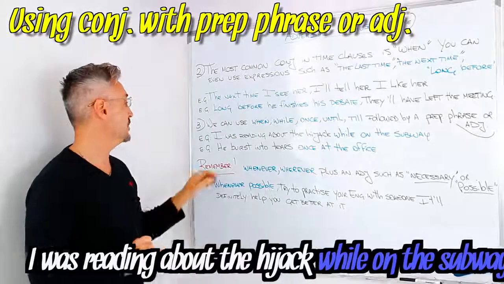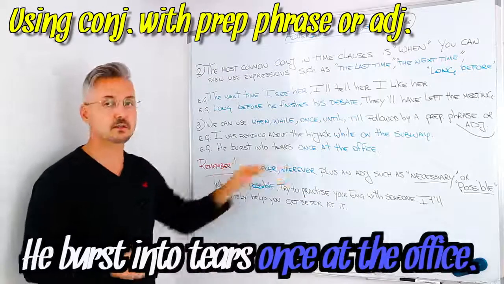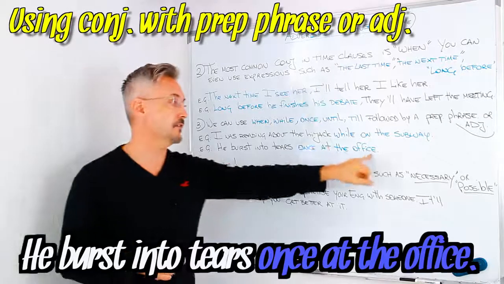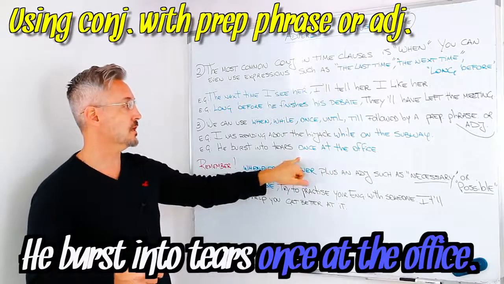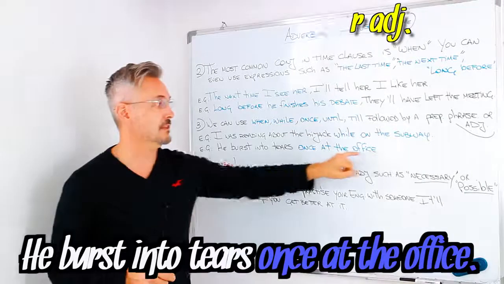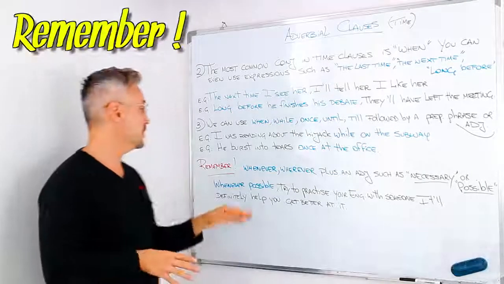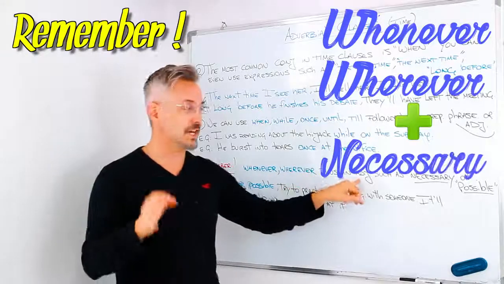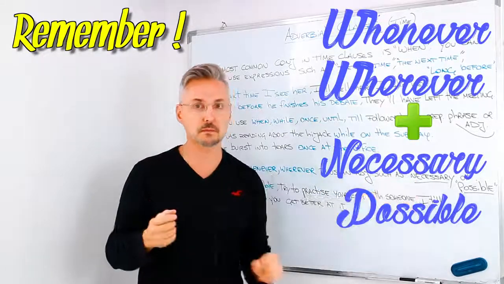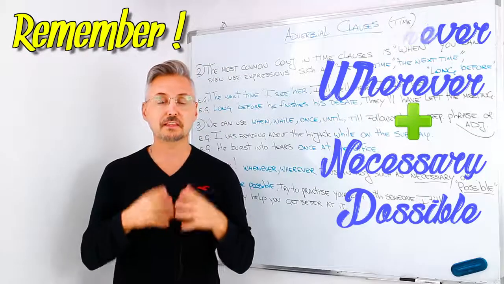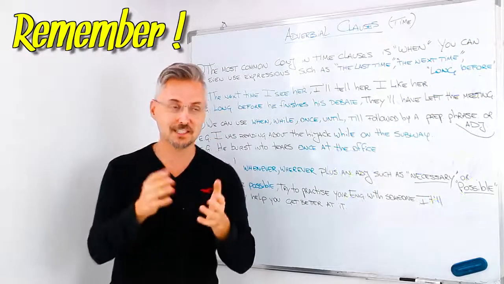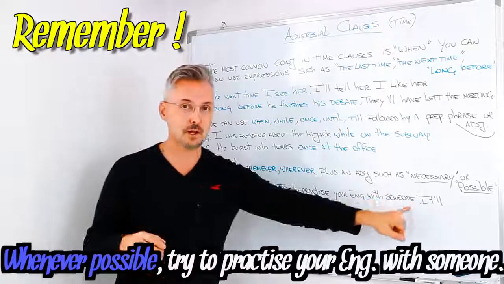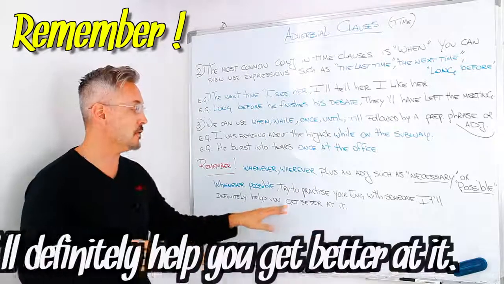The next example, he burst into tears, so he cried all of a sudden, once at the office. Once, the conjunction, and then the prepositional phrase at the office. Remember though, whenever, wherever, plus an adjective such as necessary or possible, just like my example. And this is a suggestion for you students. Whenever possible, try to practice your English with someone. It'll definitely help you get better at it.